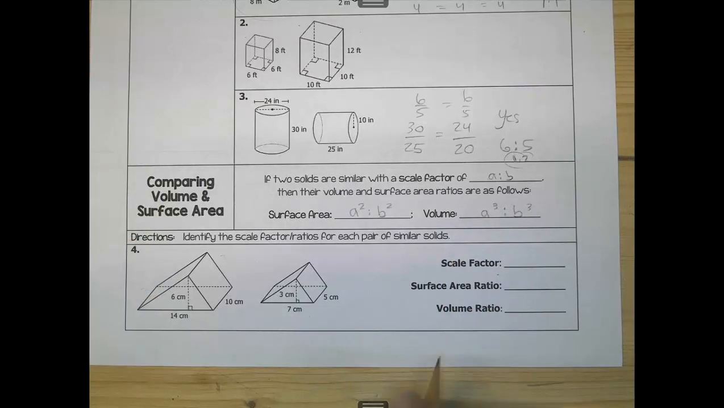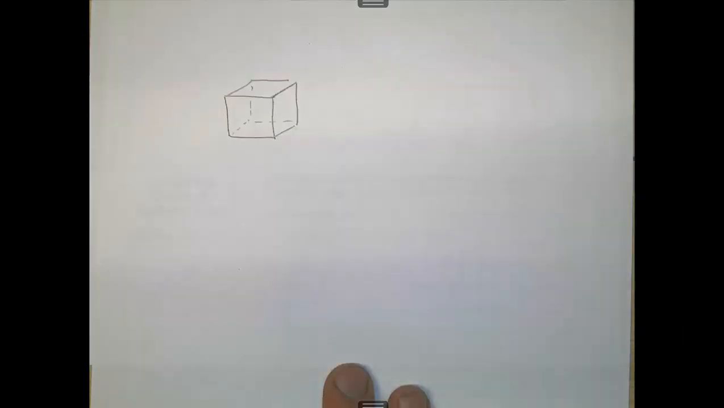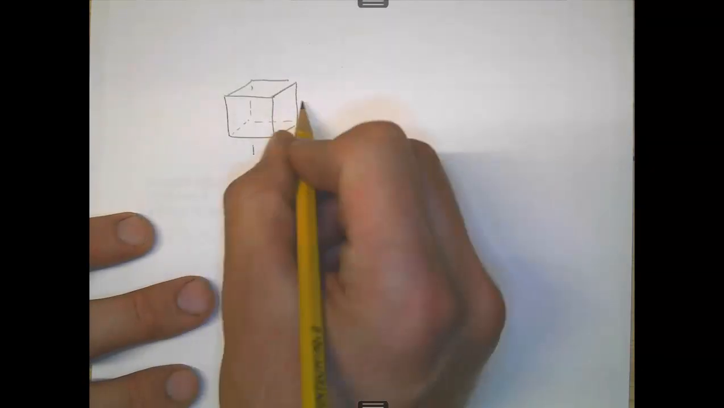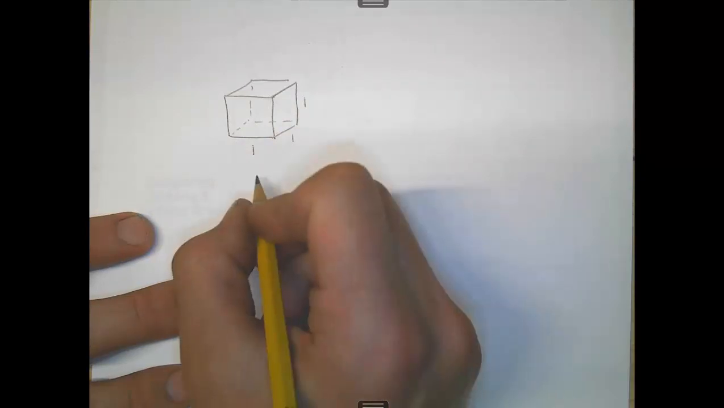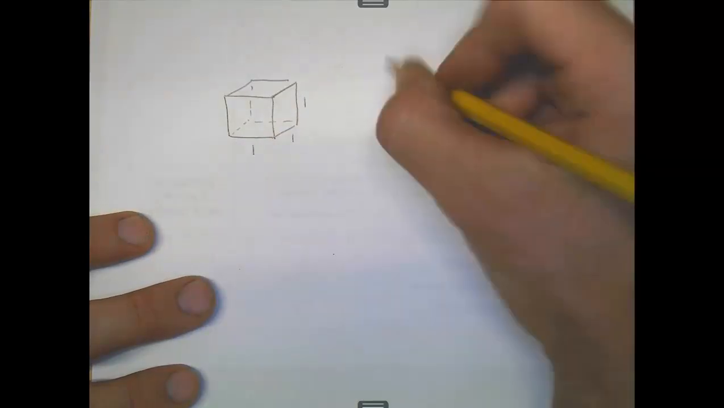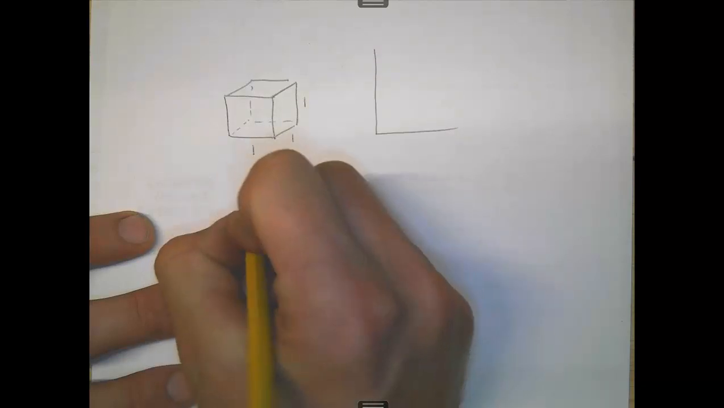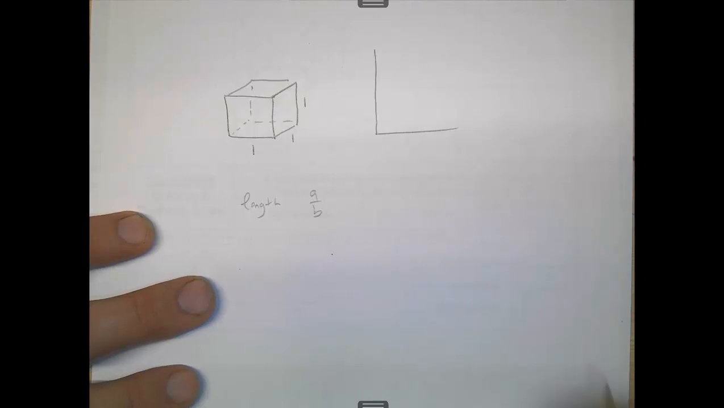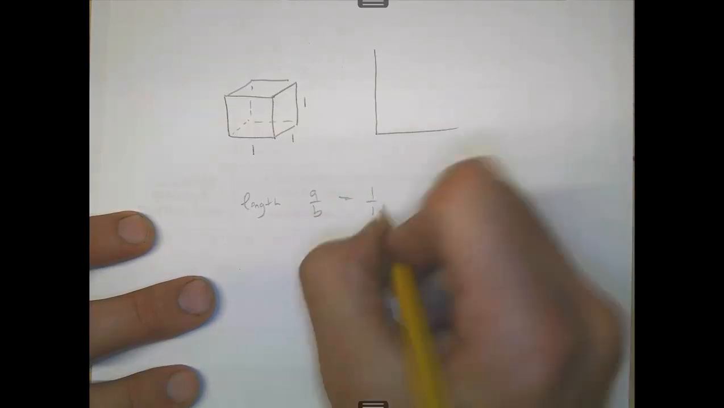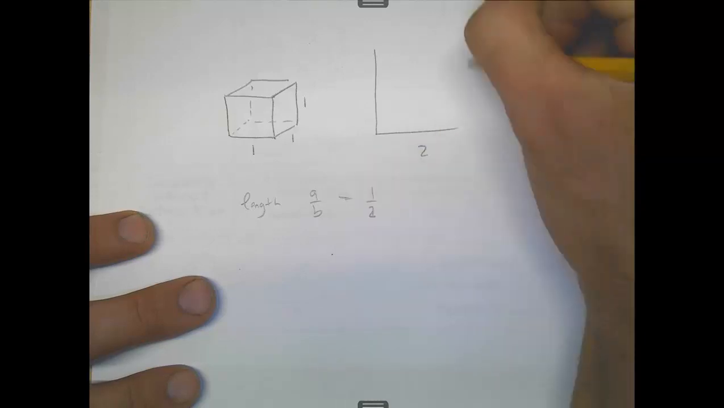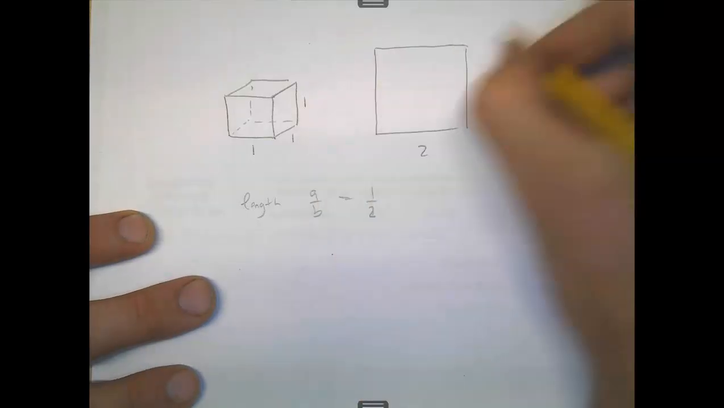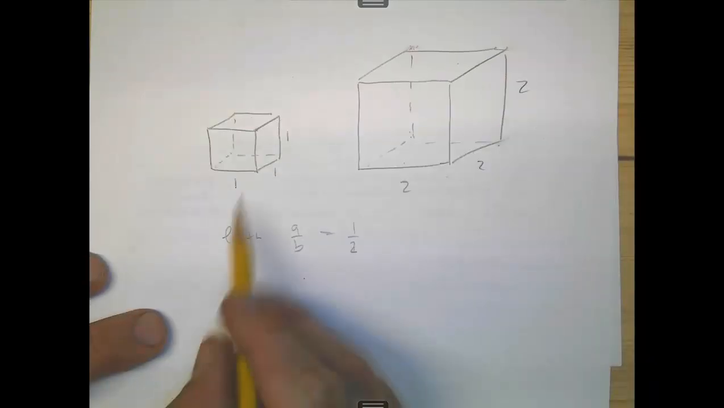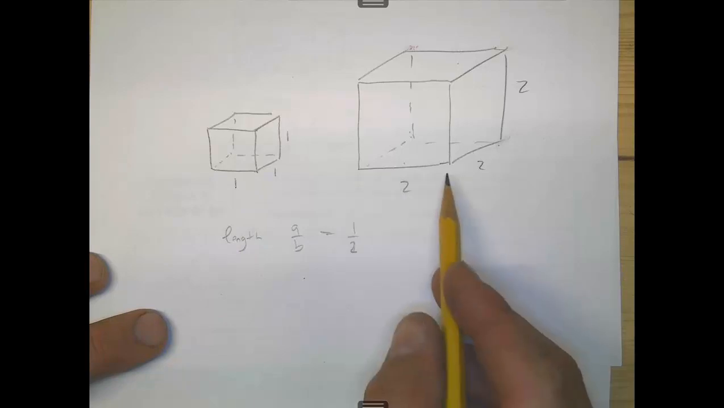Now let me try to explain why that is. It's pretty simple. If I start off with a cube, and this cube has length, width, and height of all 1, and I make it twice as big, meaning my ratio of length is A to B, which in this case is 1 to 2, because I'm going to make a cube that has side lengths about twice as big. So our length ratio from one similar cube to another is 1 to 2.